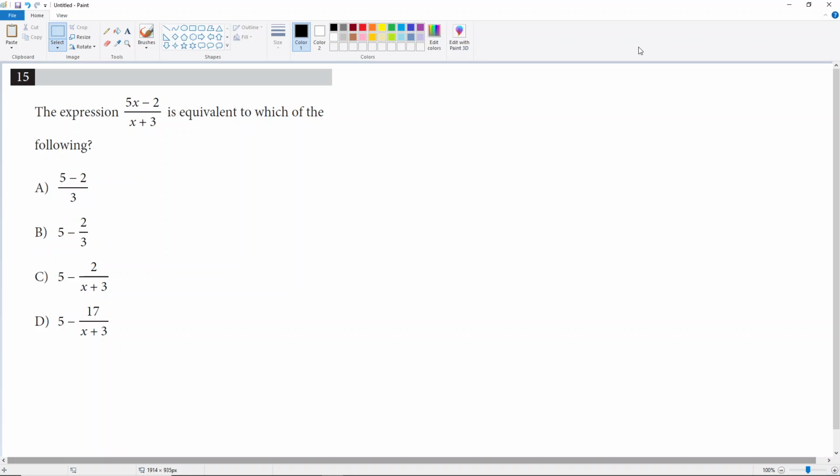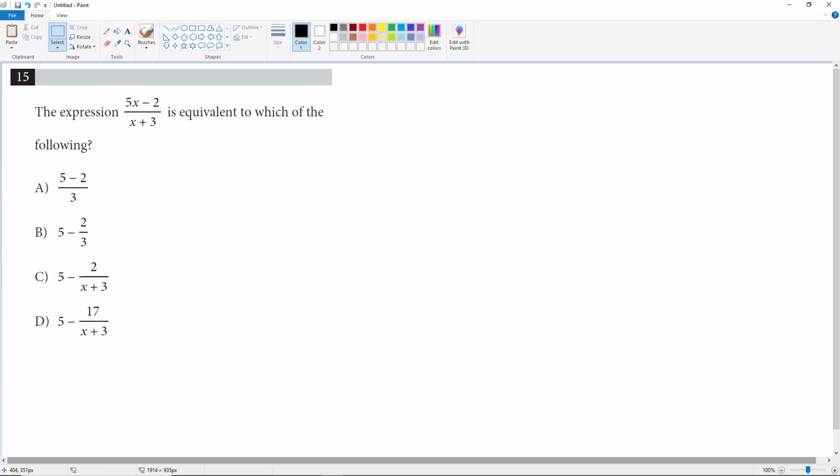And notice answer choices C and D have 5 minus 2 over x plus 3, 5 minus 17 over x plus 3. When you do division, sometimes something can have a remainder, and the remainder is added or subtracted, depending on if it's positive or negative, and some number over the thing you were originally dividing by. So notice C and D have that. They're both over x plus 3, which is what it was originally being divided by. So those are remainders.